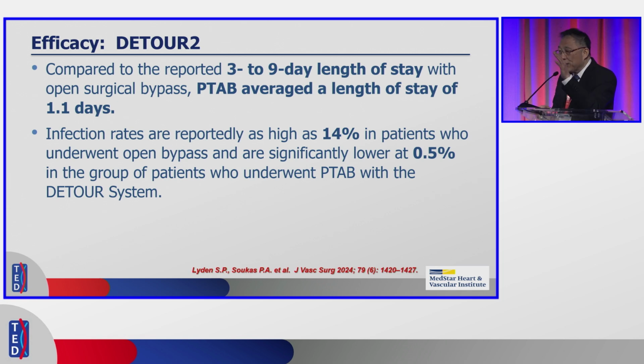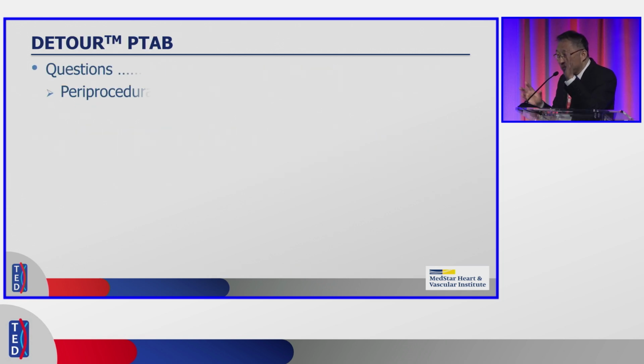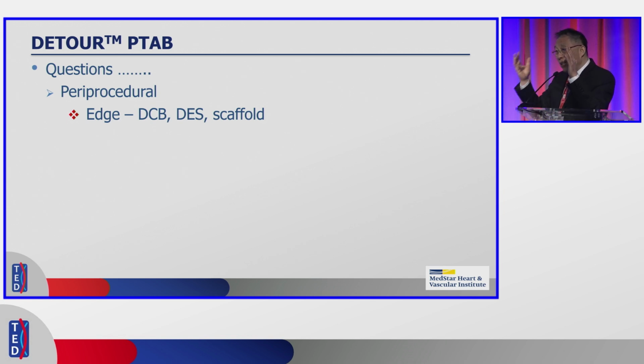So to finish the talk, these are the questions that I ask, right? So pre-procedural, do I do a DCB, DES, or scaffold at the edge of the stents, right? Because the issue for this is the stent edge. Restenosis, that's where it happens. Right now, I haven't been doing any of this, but something to think about.